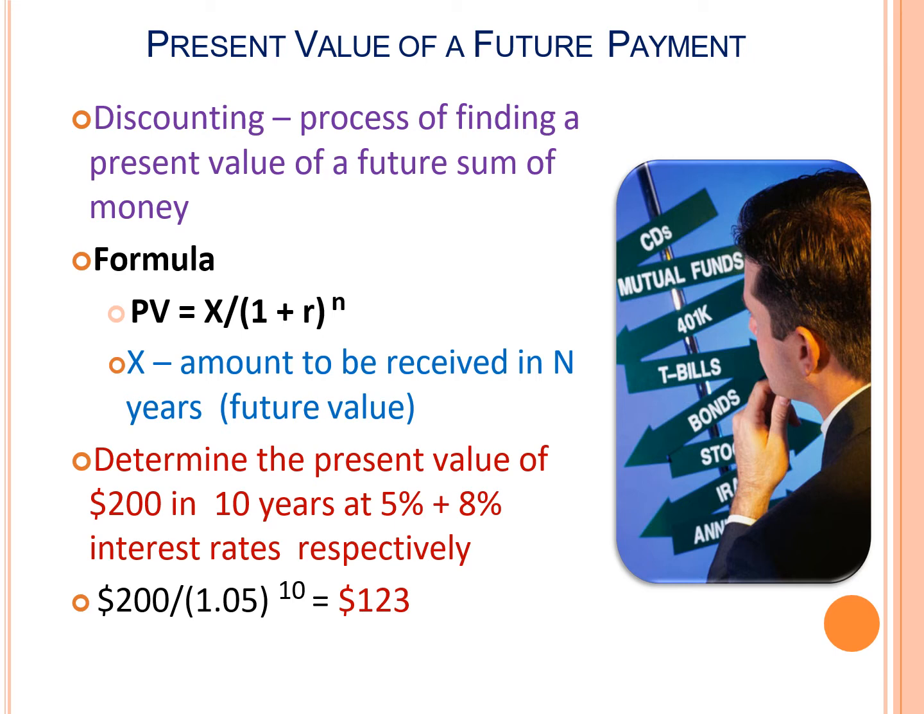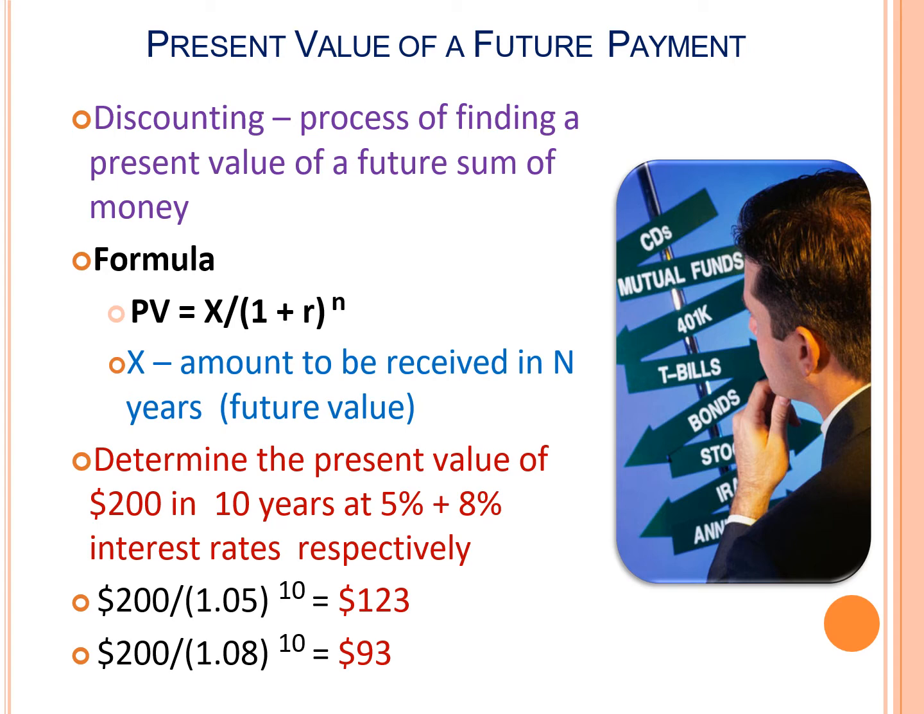Okay? Why don't you try the next one, 8%? How much would $200 be worth today? What would be the present value if there was an 8% interest rate out there? You think it would be worth more than $123 or less? Okay, find out. Yeah, $200 divided by 1.08 to the power of 10 is 93. Yeah, it's less. You need less money.